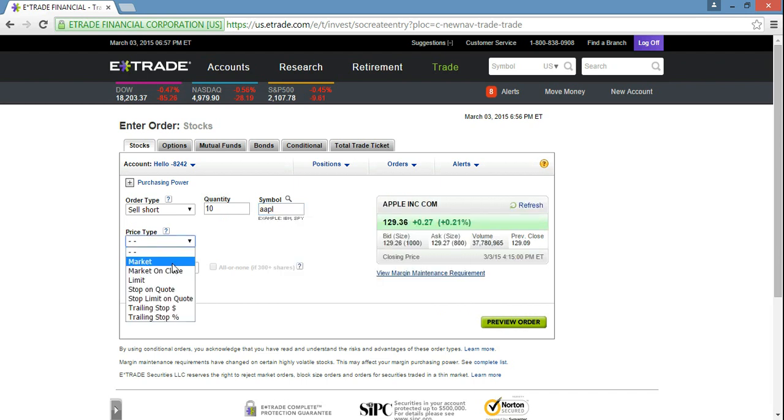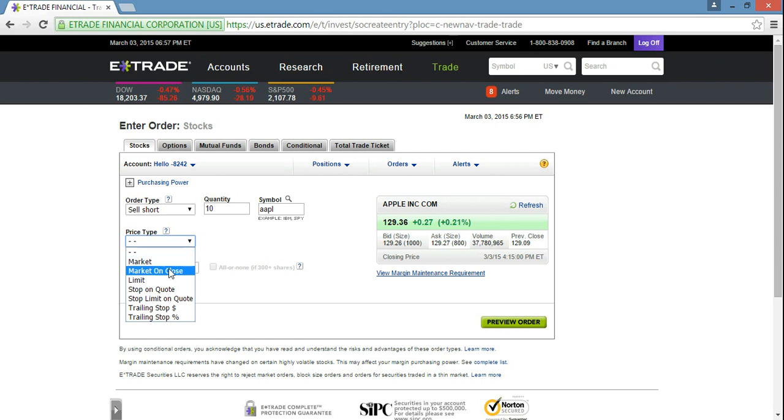If you wanted to do at the market, and right now the market's not open, so you're not getting a realistic bid ask on Apple. But the market, you're essentially sending your order to the market, and you're going to sell short at whatever the next best available bid price is. The bid price is what you're looking at when you're selling short.